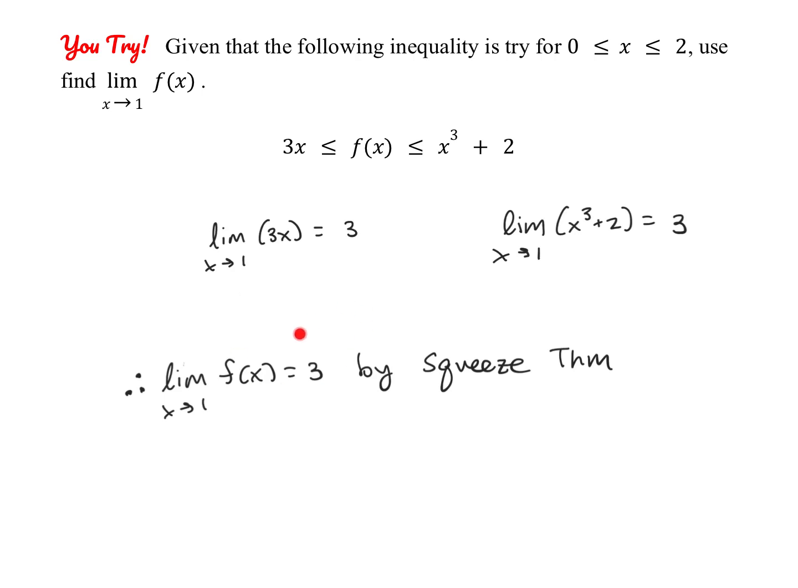All right, so go ahead and check your work. Since this inequality is given to us when we are close to x equals 1, so between 0 and 2, which again is really all we care about, then if we find that the limit as x approaches 1 of 3x is equal to the limit as x approaches 1 of x cubed plus 2, and they are the same, they're each equal to 3, then we can show that that is also the limit as x approaches 1 of f of x. So it is also equal to 3, and we can justify that with the squeeze theorem.